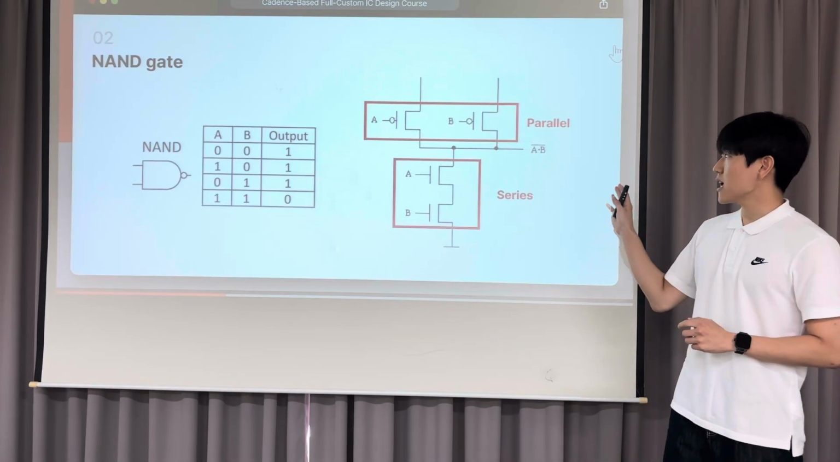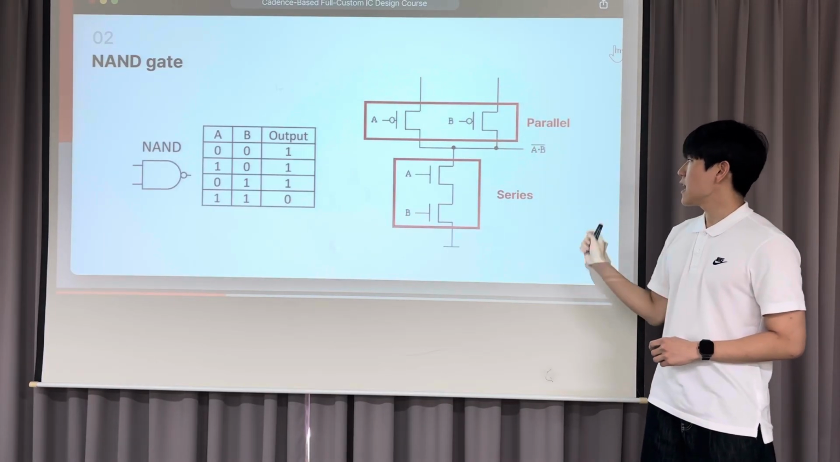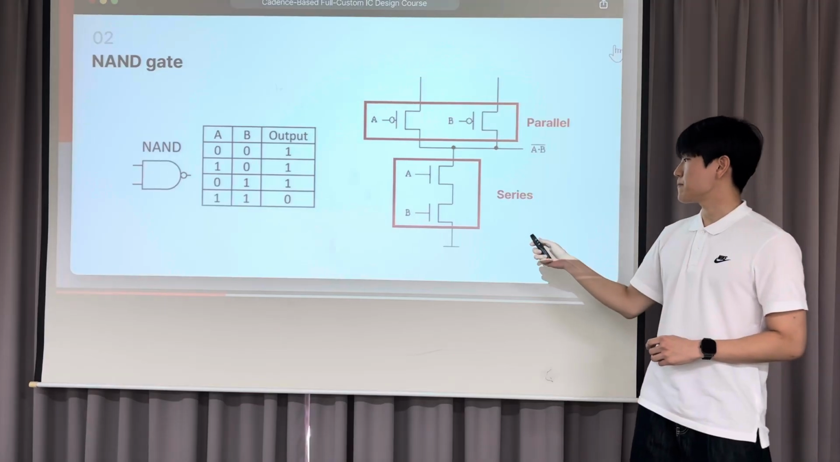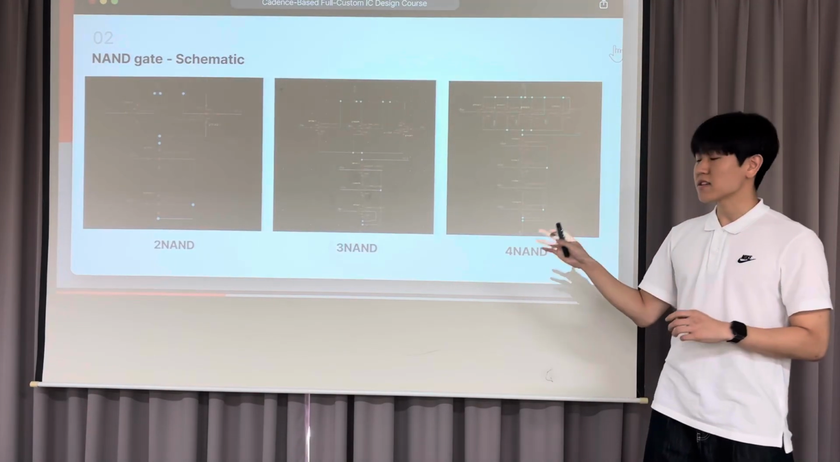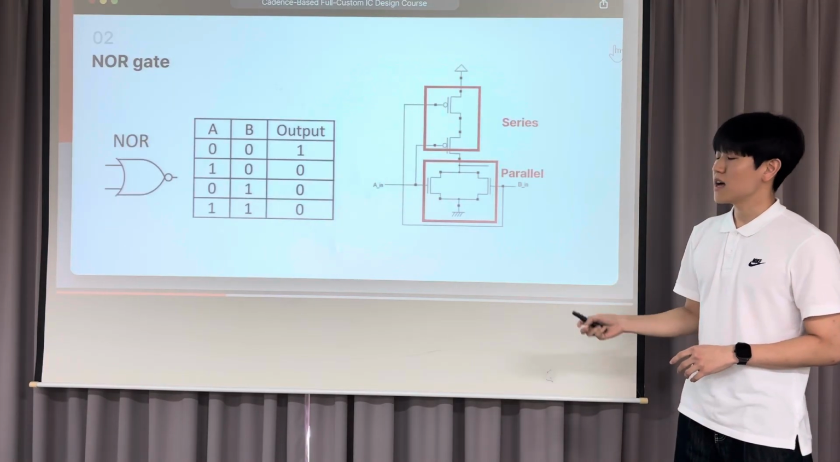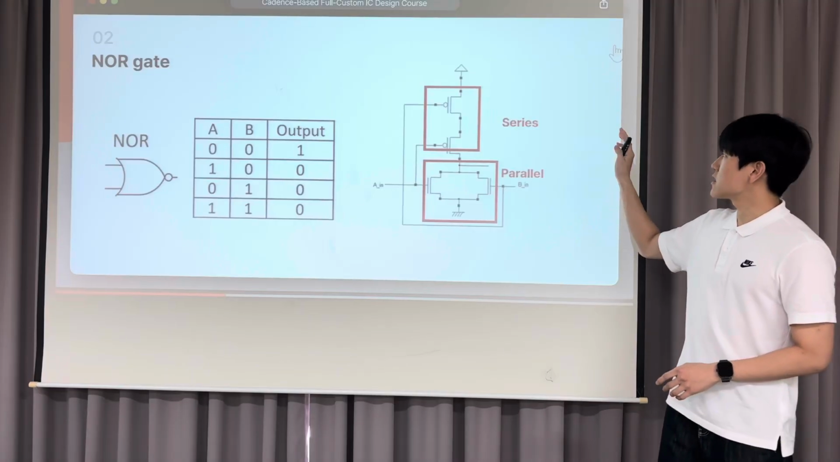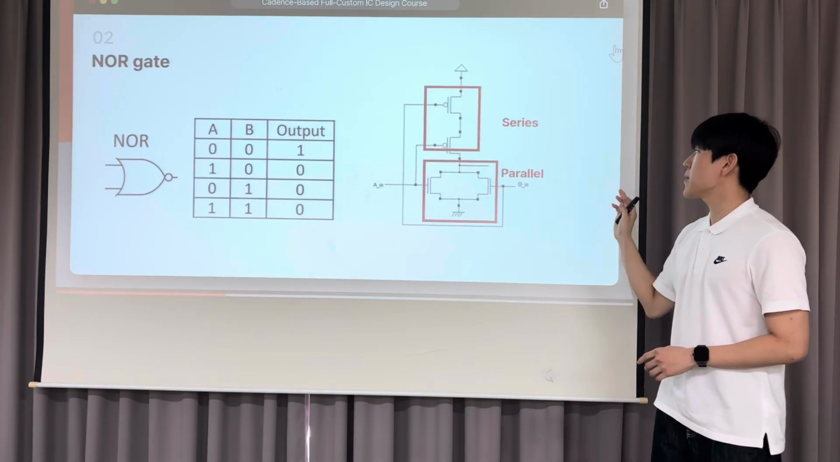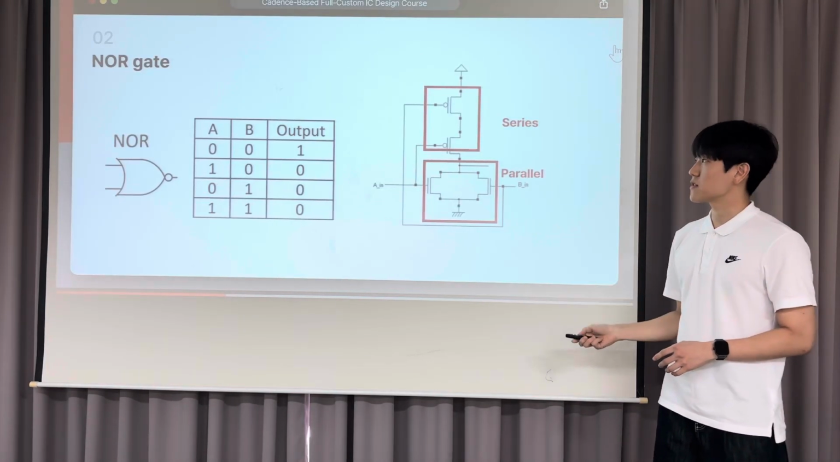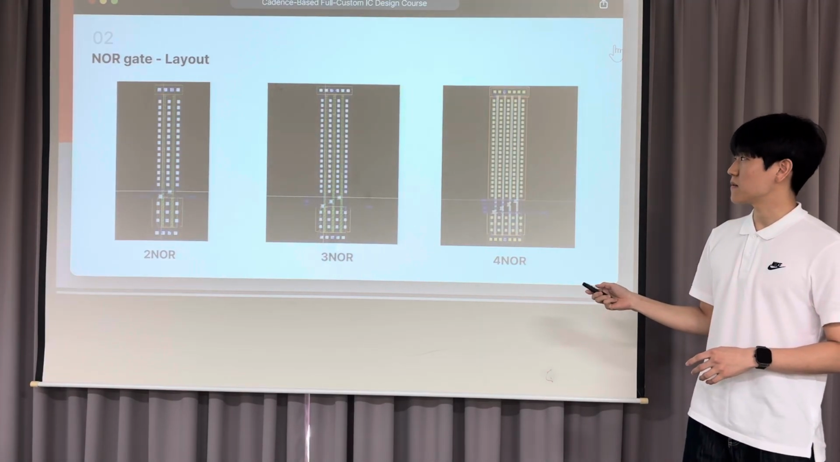You can see the NAND gate was constructed with a parallel connection of PMOS and a series connection of NMOS. So this is the schematic of the NAND and its layout. In contrast, the NOR gate has a series connection of PMOS and a parallel connection of NMOS. So also the schematic and layout.